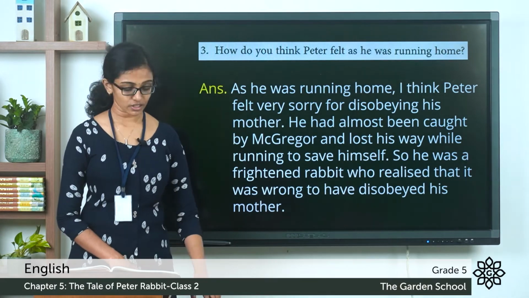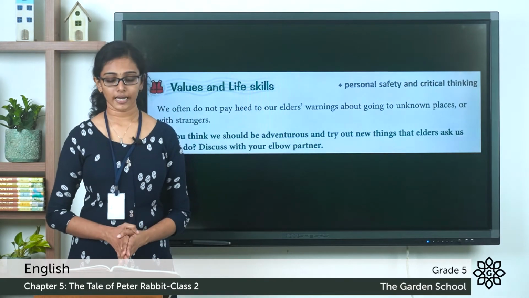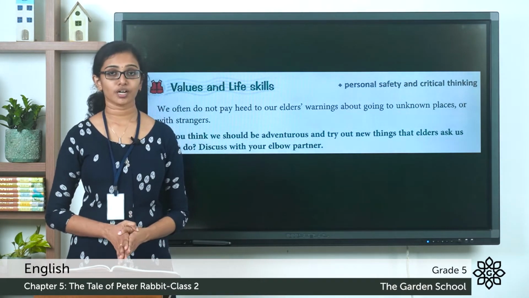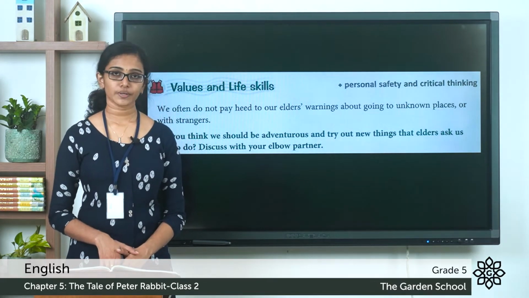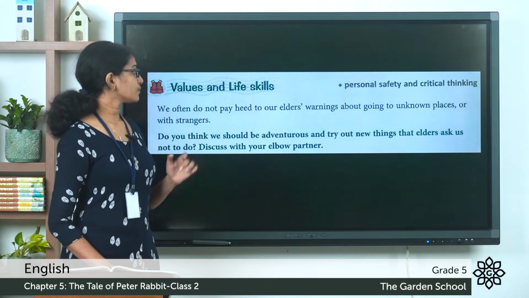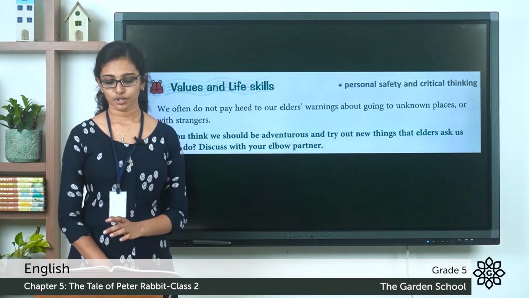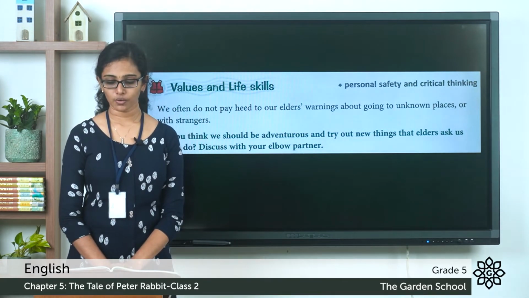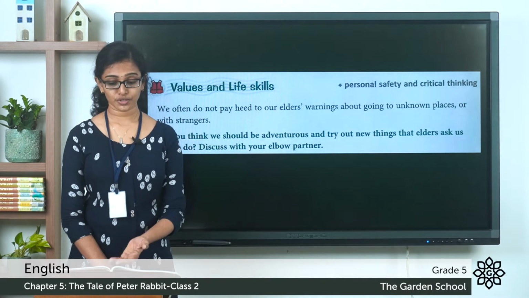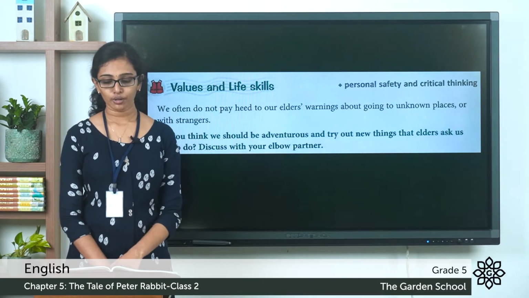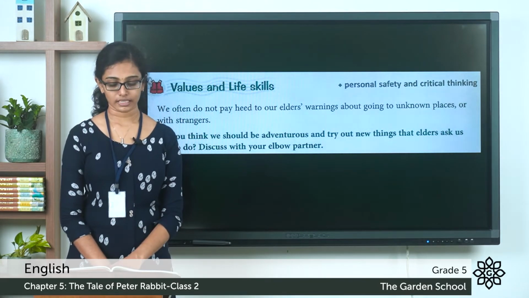Now let's move on to the next section. It's about values and life skills. And here we're going to talk about personal safety and critical thinking. Let's read the question. We often do not pay heed to our elders' warnings about going to unknown places or with strangers. Heed means attention. We often do not pay attention to our elders' warnings about going to unknown places or with strangers.